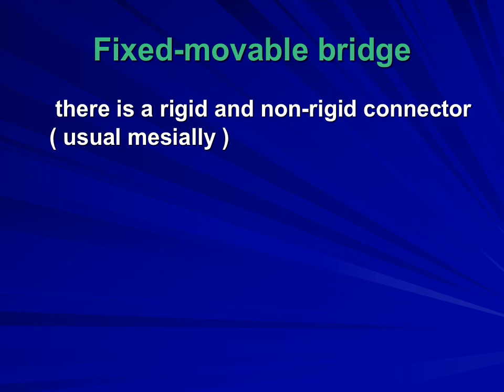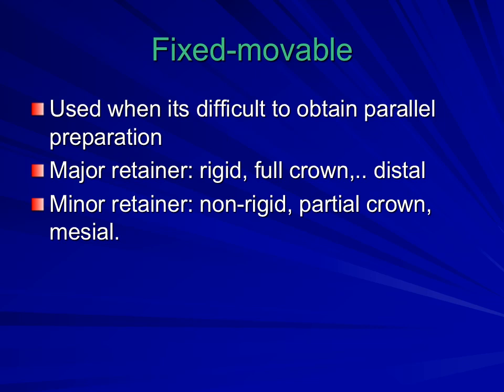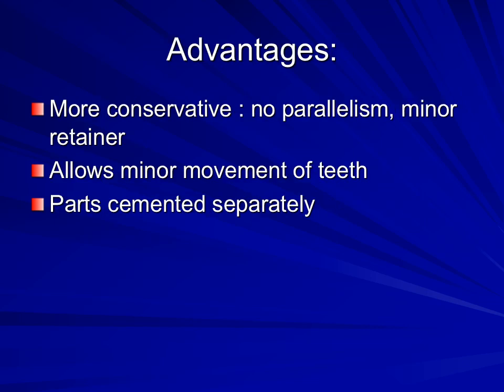Fixed movable bridges have rigid and non-rigid connectors. Fixed movable bridges are used when it is difficult to obtain parallel preparations. Major retainer, rigid, full crown on the distal one. Minor retainer, with a non-rigid connector related to it, may be used as a partial crown, mostly on the mesial part. Advantages: more conservative, no parallelism needed. Minor retainers can be used, which means minimum preparation. Usually no need for full coverage on minor retainers. Allows minor movement of the teeth. Parts cemented separately.